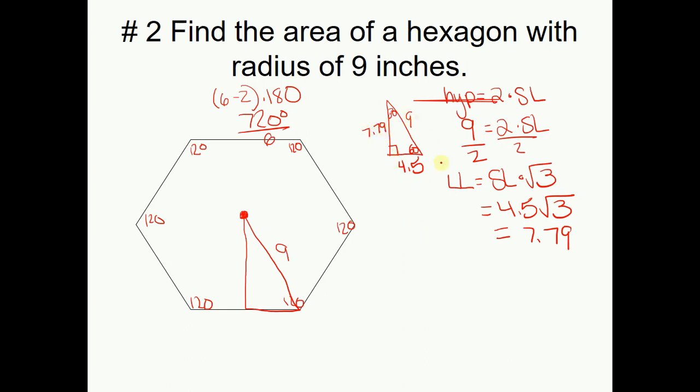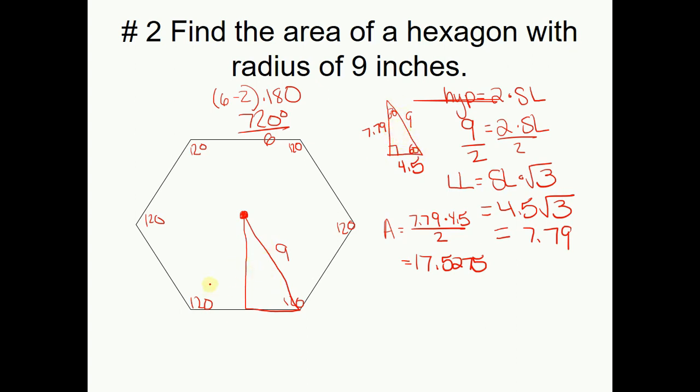So now I have found all the sides of my triangle here. I can now find the area of this triangle. You could have also used trigonometry. You would have gotten the same answers as I did. However, it's quicker if you can do the 30, 60, 90 trick. So my area of my triangle is 7.79 times 4.5 divided by 2, and that is 17.5275. So that's the area of one of these little guys.